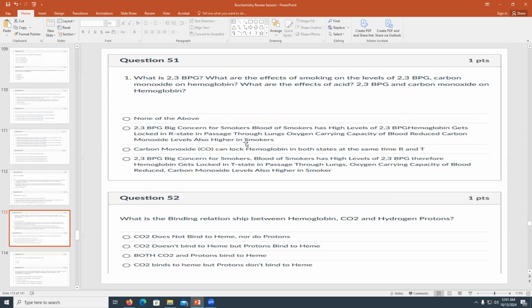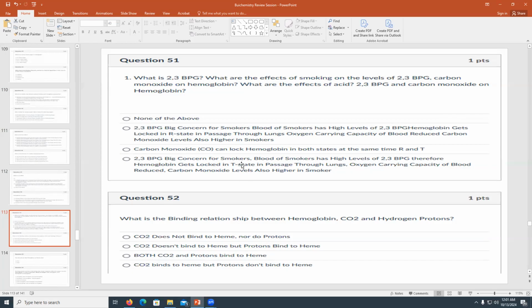Carbon monoxide. What is that? What are the effects of carbon monoxide on hemoglobin? What are the effects of the acid, 2,3-BPG, and carbon monoxide on hemoglobin? Okay, so 2,3-BPG is a big concern for smokers. The blood of the smokers has high levels of 2,3-BPG, and it gets locked in the R state, passing through the, nope, it gets locked in the T state because they don't allow.